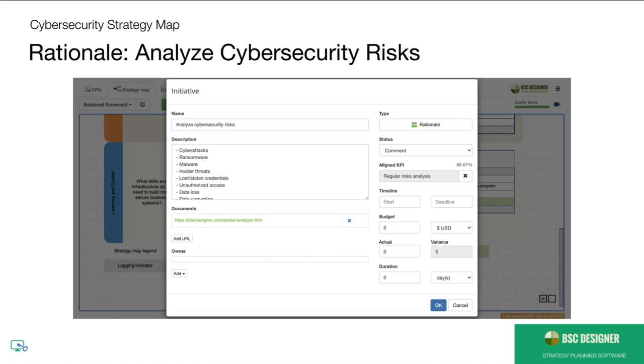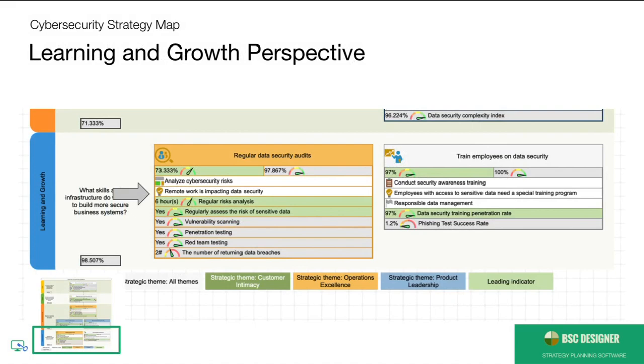Strategy is also about dealing with unknown. In this case, there is a hypothesis that remote work is impacting data security. For many organizations, remote work was a part of their COVID response strategy. With this hypothesis on the strategy map, your security team will have a starting point to look for possible risks and solutions.